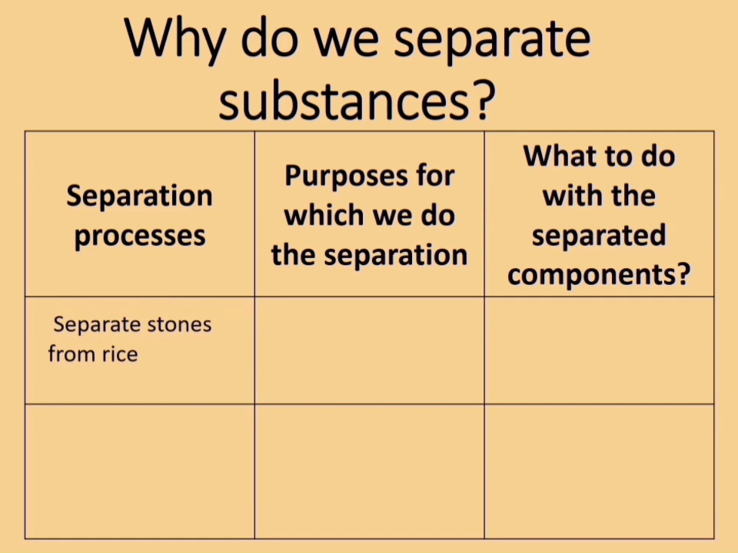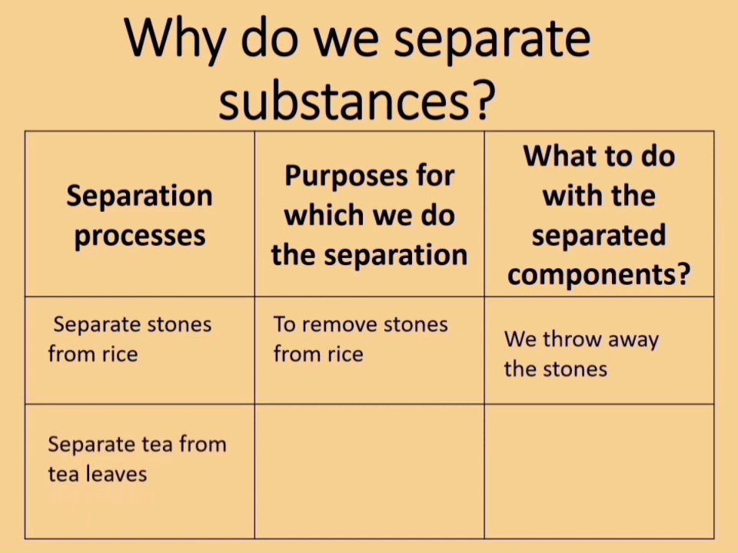Our first separation process is separating stones from rice. Why do we do that? What is the purpose of separating stones from rice? We do that to remove stones from rice so that we get good quality rice to eat. And what do we do with the separated components? We throw away the stones.